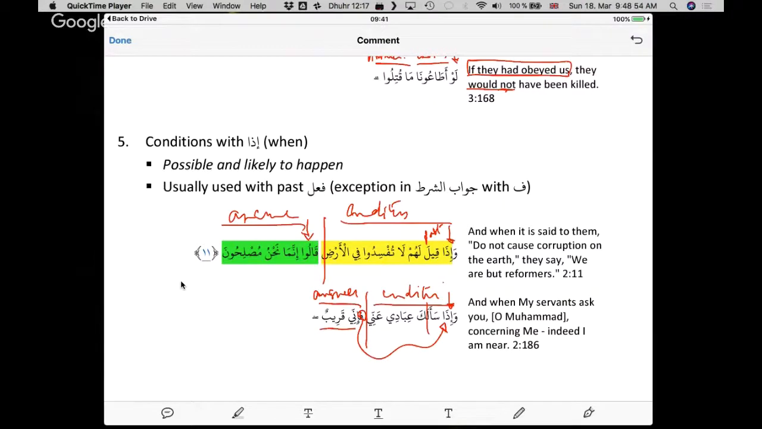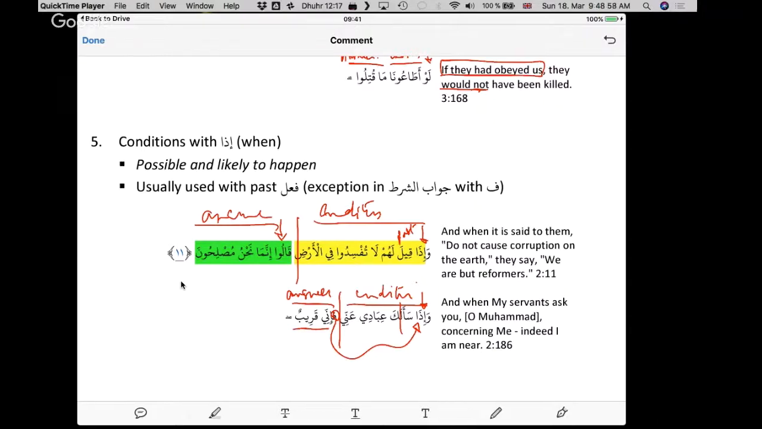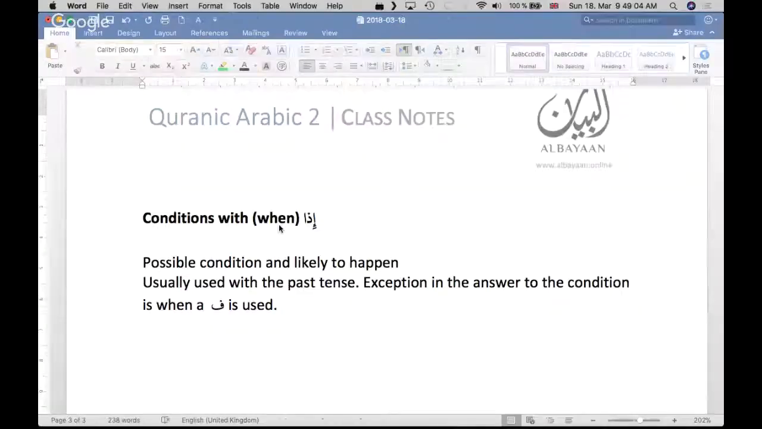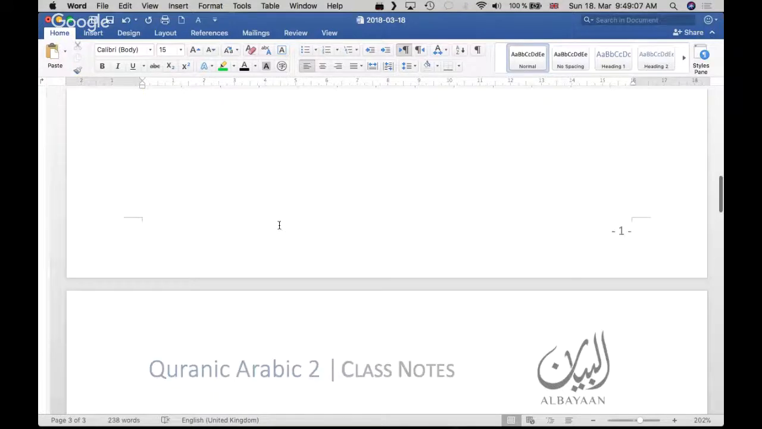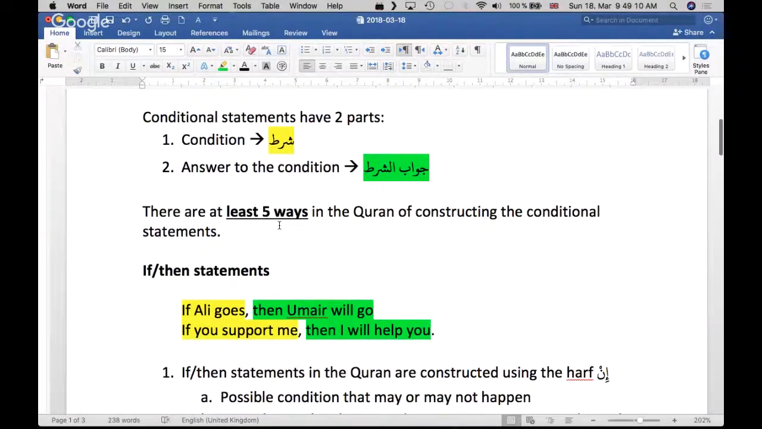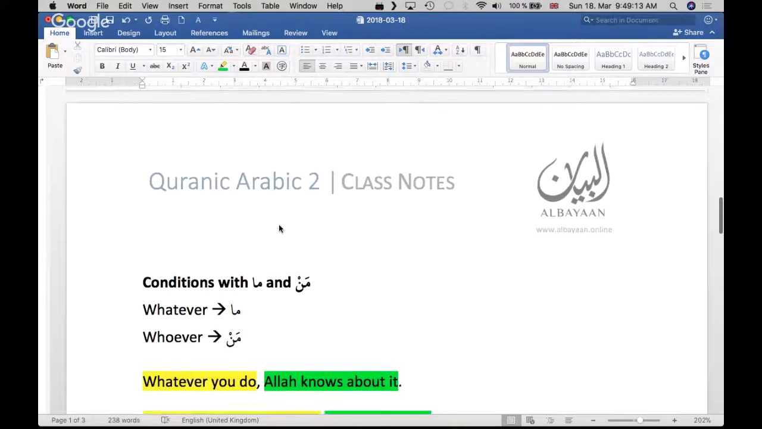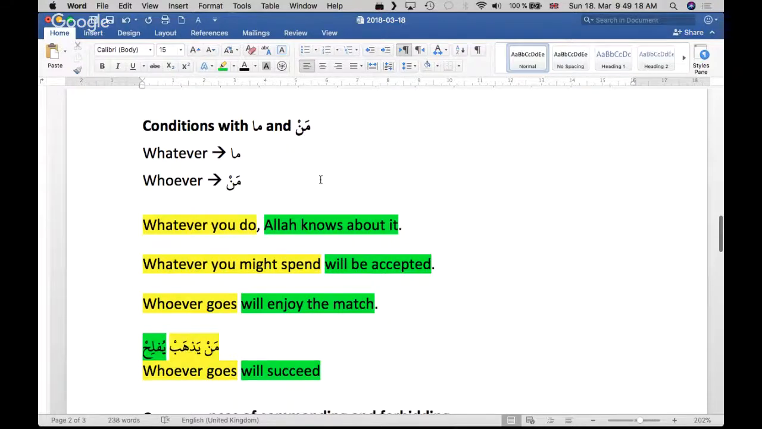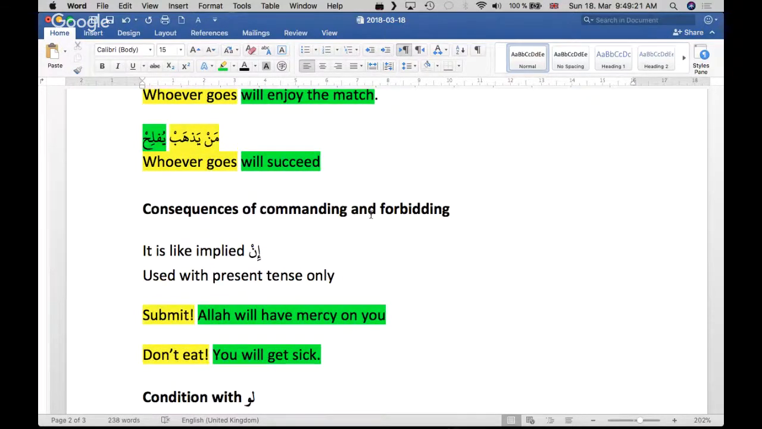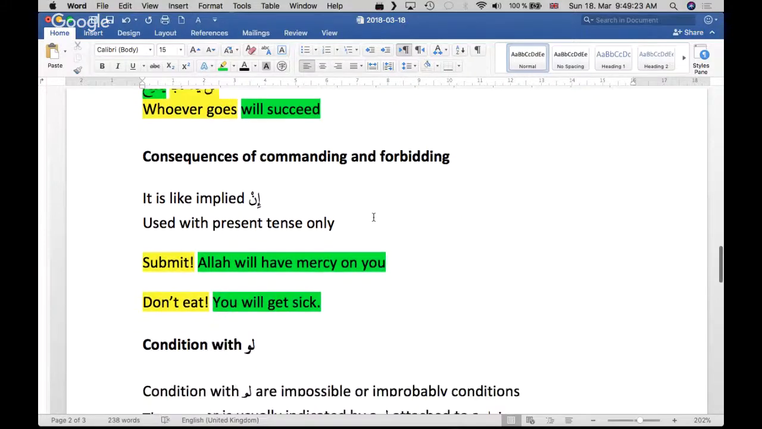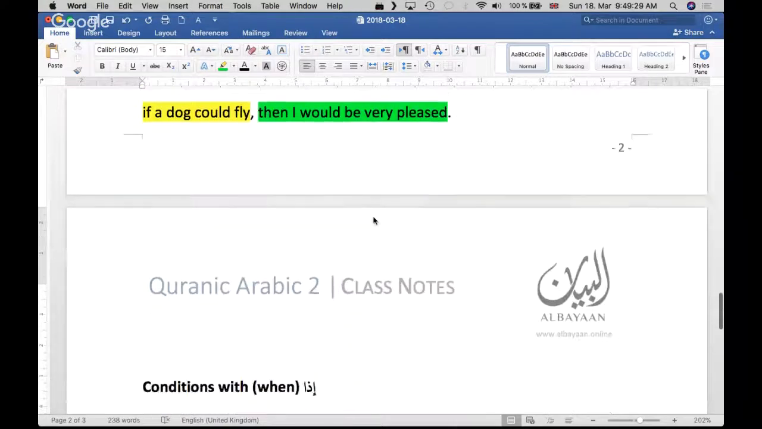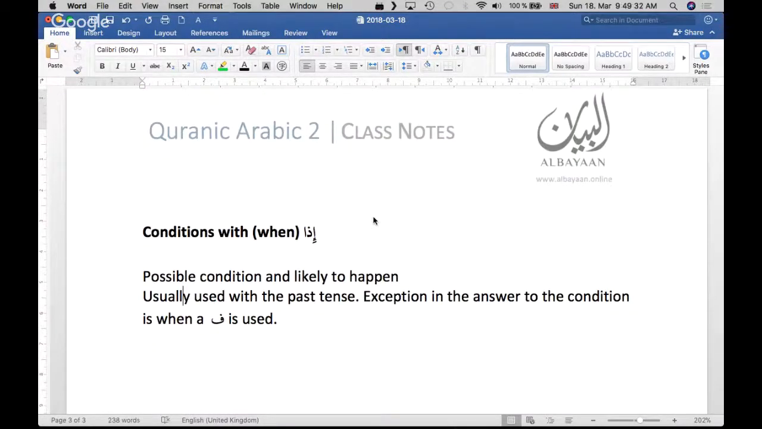Good. Alhamdulillah. We have covered quite a bit today, and we have done 5 ways how conditions are formed in the Quran. So those 5 ways are: first way is by using in, if then statements, by using the in harf. The second one is by using ma and man. The third one is by commanding and forbidding and a consequence. The fourth one is conditions with law, which are impossible conditions. And the fifth one is conditions with iza, when, which are likely conditions.